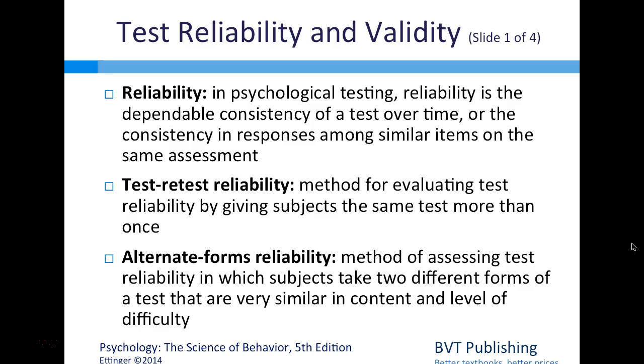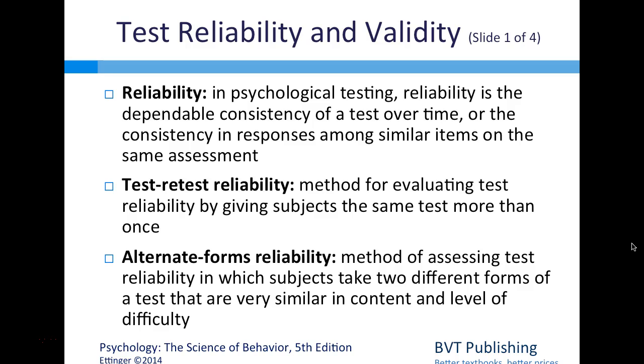So since a person's intelligence does not fluctuate widely over time, developers of IQ tests hope to achieve a quantitative consistency in the scores people obtain on their tests. Okay? So to evaluate test reliability, one method is test-retest. This is just giving subjects the same test more than once and seeing if the scores vary widely or what happens there. And then there's alternate forms reliability.